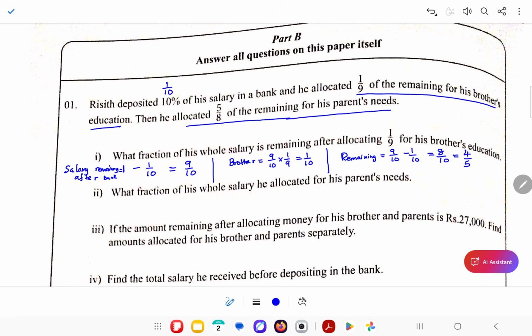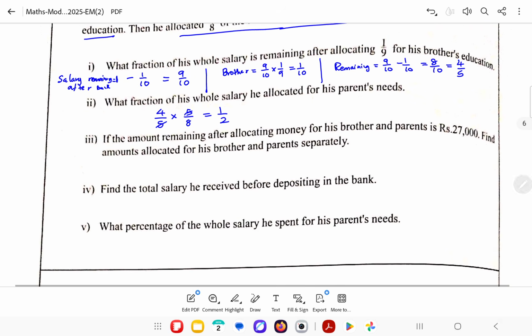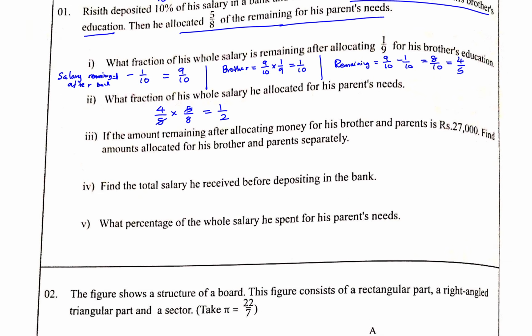Right. What fraction of his whole salary he allocated for his parents' needs? So out of the remaining amount, 4/5, he allocates 5/8. So 5 is cancelled. Half of the whole salary he allocates for parents' needs. The amount remaining after allocating money for his brother and parents is 27,000. Find the amount allocated for his brother and parents separately.